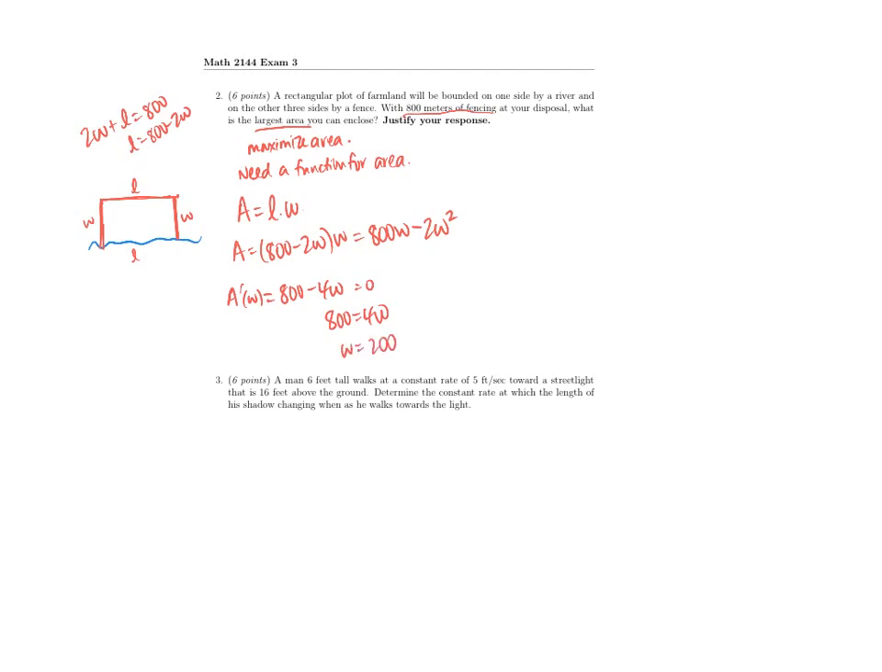And I want to justify that that's a maximum, so I'll just use the second derivative test. A double prime of W is -4. So that's concave down, so it's a max. My critical point is a max. And so the width is 200, which means the length is 800 minus 2 times 200, which is 400. And the units are meters.